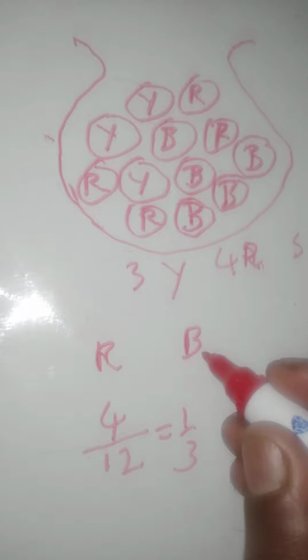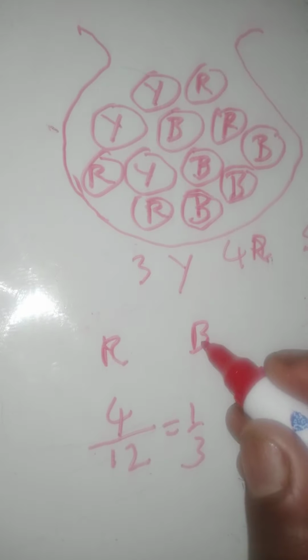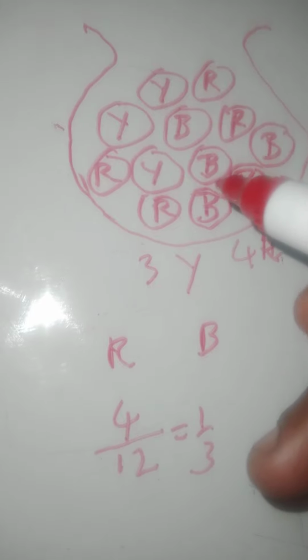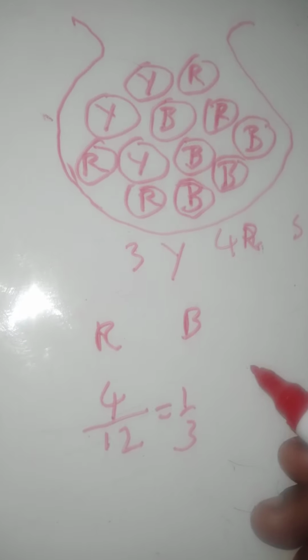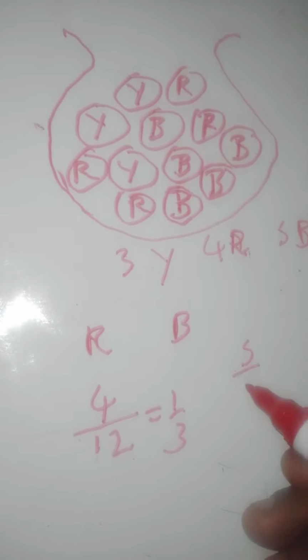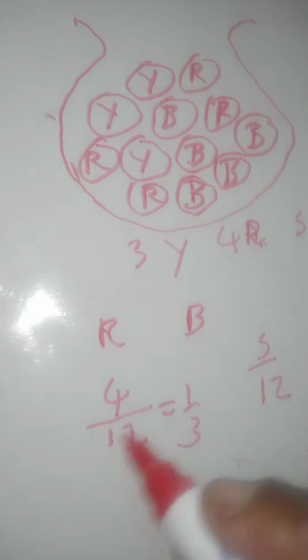Then what is the probability of getting a blue ball on the second one? Since I replaced it, it's still the same, right? The total is still the same. So how many blue balls do we have? It means it's gonna be 5/12. So that's what's gonna happen when it's independent.